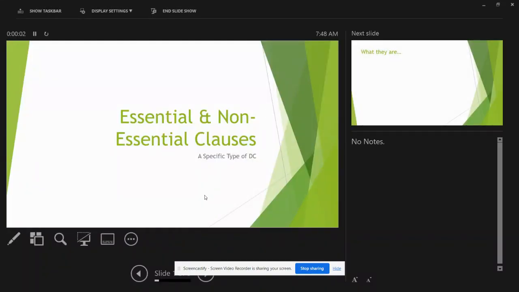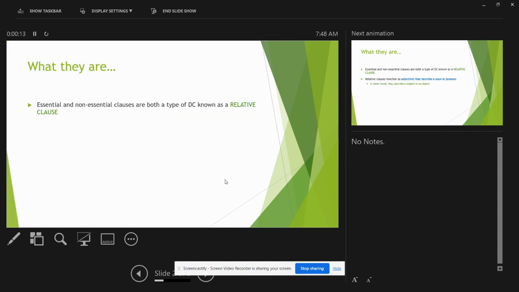Okay, so real quick, yesterday we started talking about essential and non-essential clauses. You guys have notes on the first six slides here. So, quick review. We talked about what they are. They're a type of dependent clause, and essential or non-essential, they're both what we call relative clauses. They describe subjects and objects.